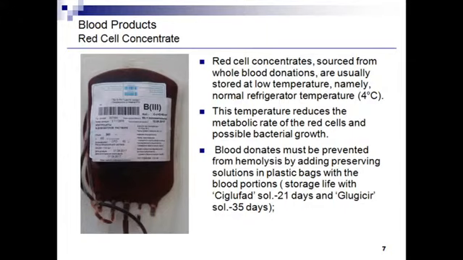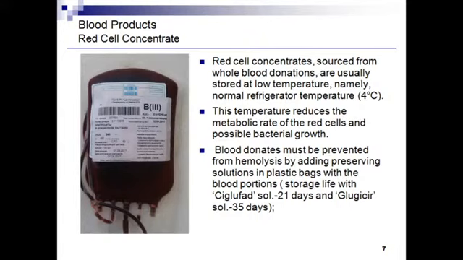From the donor blood portion, we can prepare some blood products. The blood product routinely used in surgical practice is red cell concentrate, RBCs. Red cell concentrates sourced from whole blood donations are usually stored at low temperature, namely normal refrigerated temperature, 4 degrees Celsius. They can be prepared with apheresis or by centrifuging in special machines.